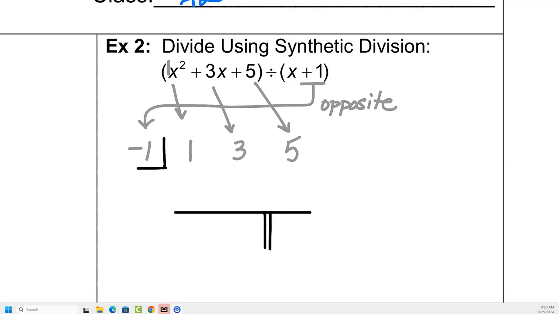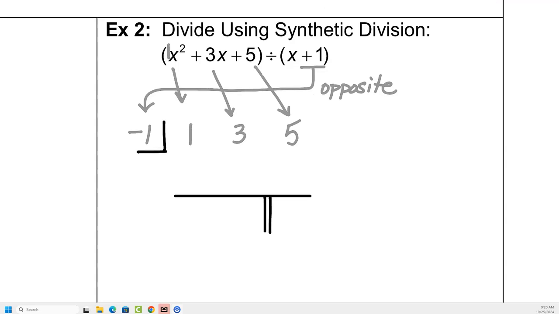Okay, how are we doing so far? Are we okay with how to set it up? Okay. So now what you do is the following. These are the steps. You take, to start, you drop that first number below the line. Anytime you have a number that goes below the line, you have to multiply it by the window.